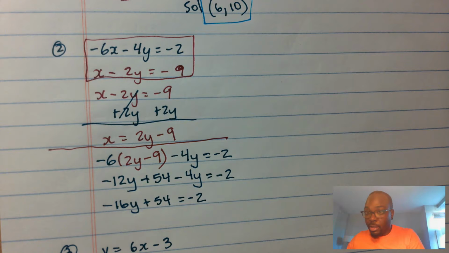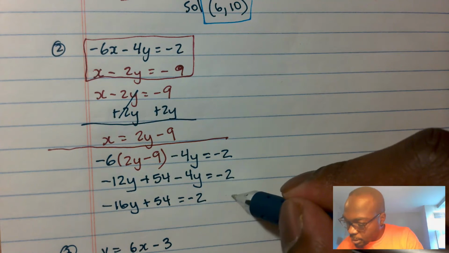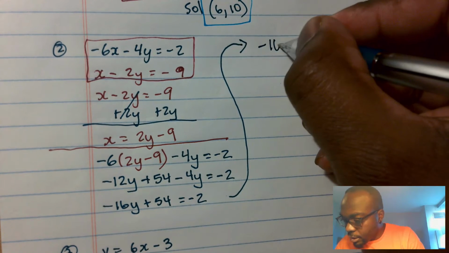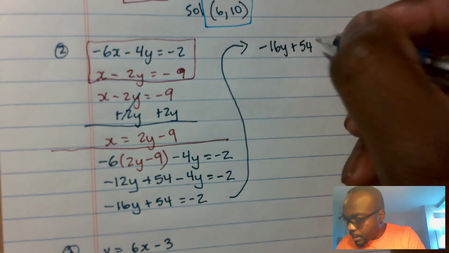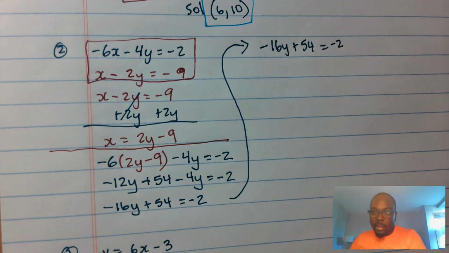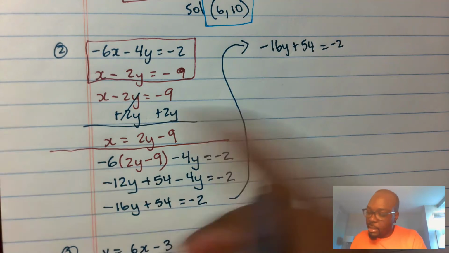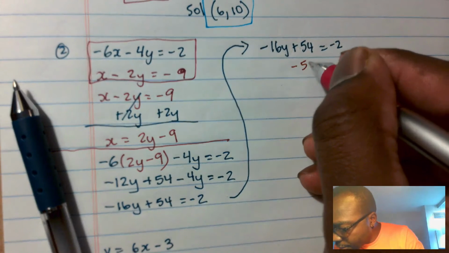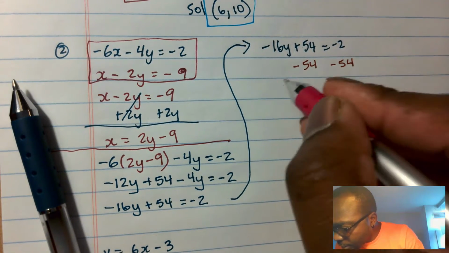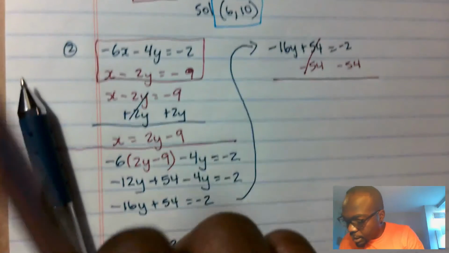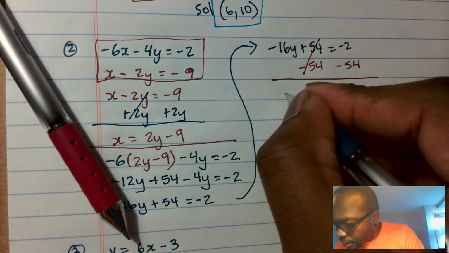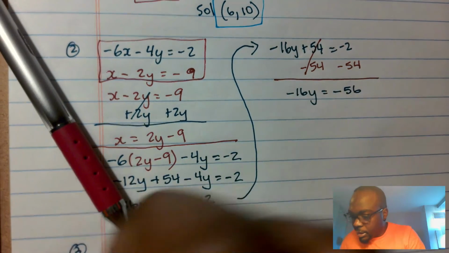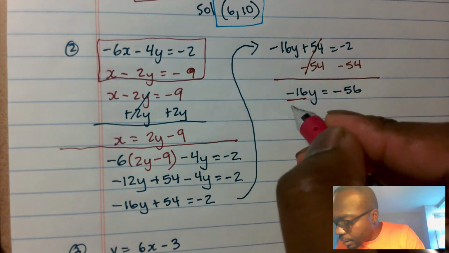All right, so let's continue here. I have negative 16y plus 54 is equal to negative 2. Now I need to get y by itself. How do I get y by itself? I'm going to subtract 54 on both sides. When I subtract 54 on both sides, this cancels, so I have negative 16y is equal to negative 56. Now I need to get y by itself, so I'm going to divide by negative 16.